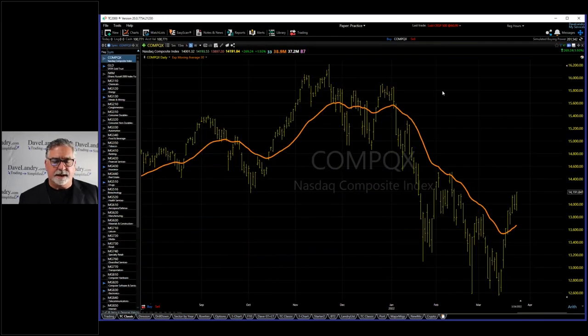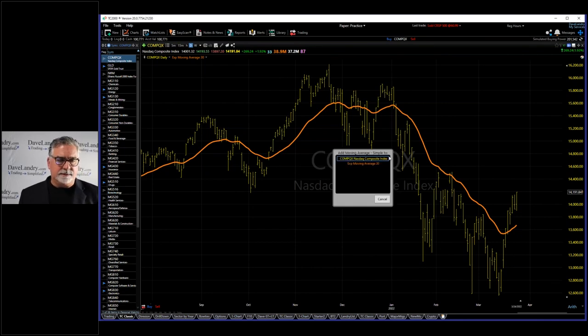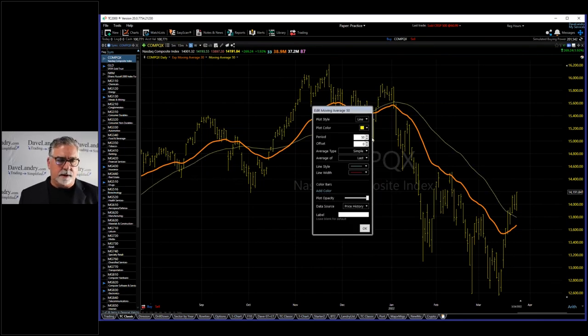Take a look at NASDAQ. NASDAQ is back above the 30 EMA, and the EMA turned up because price crossed above it. A simple moving average doesn't do that, at least not that quickly. If we added a 50, for instance, let's see where the 50 is. Notice that the 50 is headed lower still.